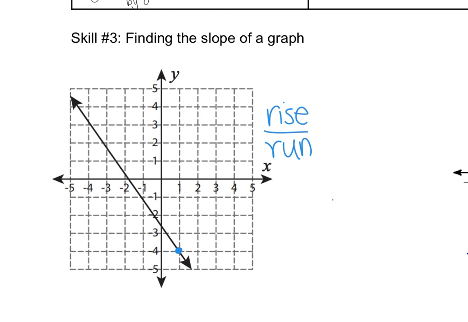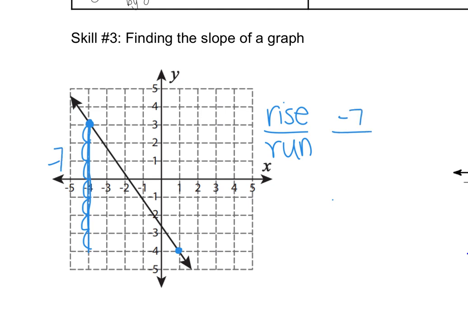So let's start with our rise. We always read a graph from left to right, so that means I'm going to start on the left-hand side of the graph here. So I'm starting here. My rise, I have to go down to get to the next point. So my rise, I'm going down. That's the negative direction. And I go down 1, 2, 3, 4, 5, 6, 7. So my rise would be a negative 7.